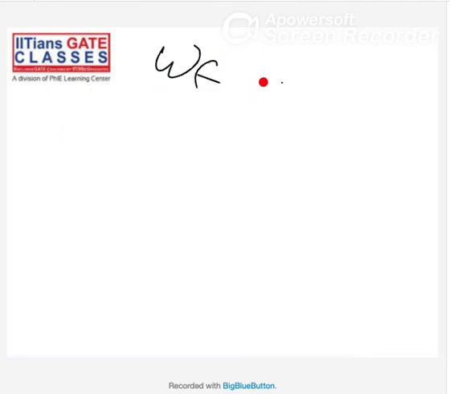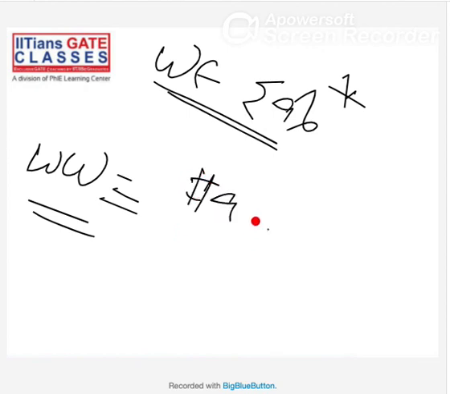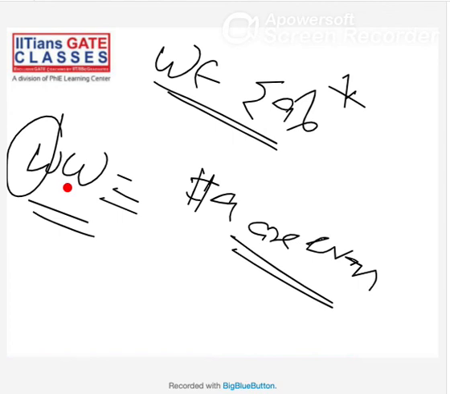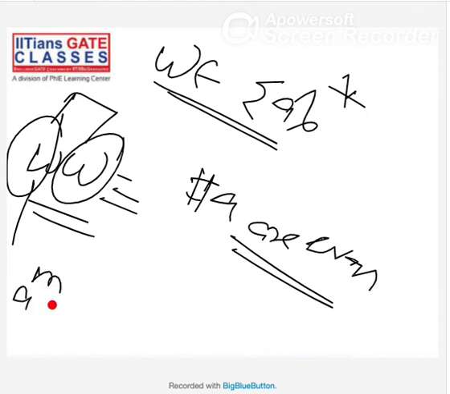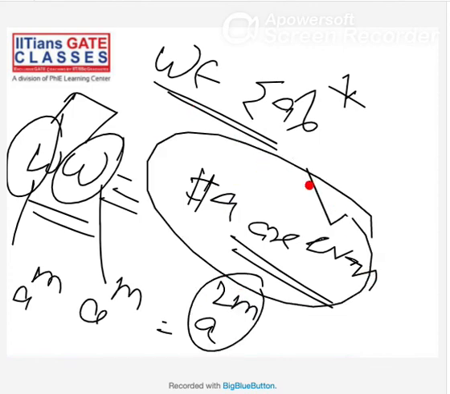So when W belongs to A star and you have a unary alphabet, then WW is nothing but the number of A's is even. Is this clear? Your W is some number of A's, say A power M, then the second W is also A power M, and the complete thing is A power 2M. So your language is that the number of A's is even, and this language is regular.